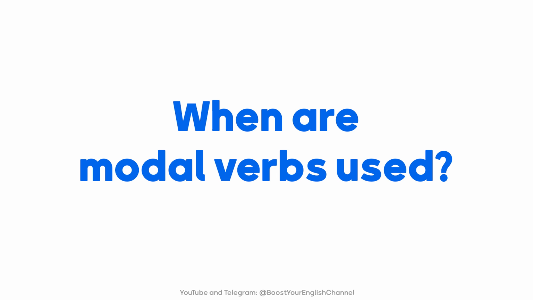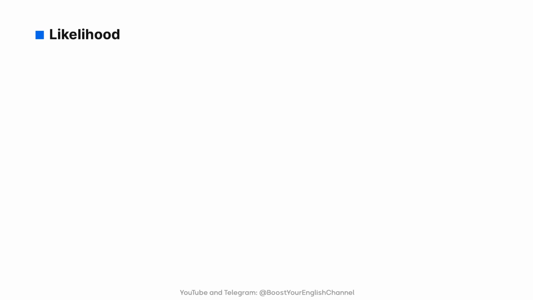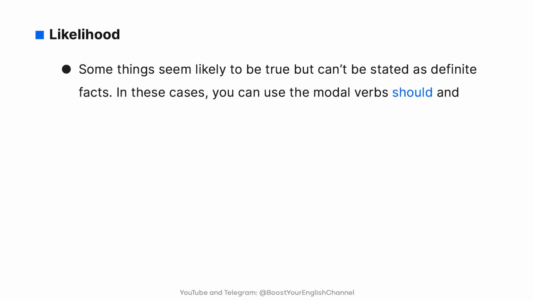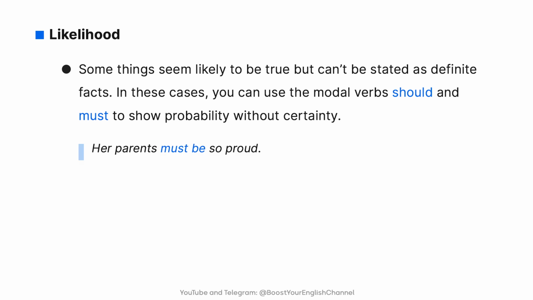When are modal verbs used? What special conditions do modal verbs indicate? Here's a list, along with examples. Likelihood. Some things seem likely to be true but can't be stated as definite facts. In these cases, you can use the modal verbs should and must to show probability without certainty. Her parents must be so proud. My baby brother should be asleep by now.